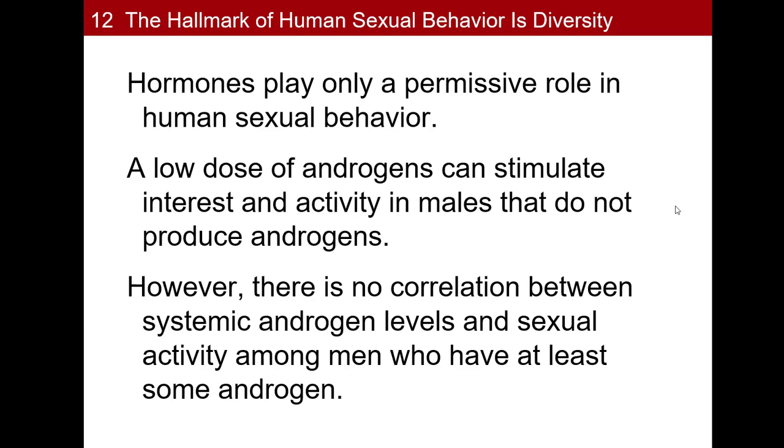So if we have an individual who is not producing testosterone and we give them a low dose of testosterone, that is enough to create sexual interest. It doesn't take a high dose. And as the dose of testosterone increases, that doesn't necessarily mean the sexual activity increases as well. So we're saying that it plays a permissive role. You have to have a certain level of testosterone for the male to be interested in sexual activity, but that does not necessarily mean that having more testosterone increases your sex drive.